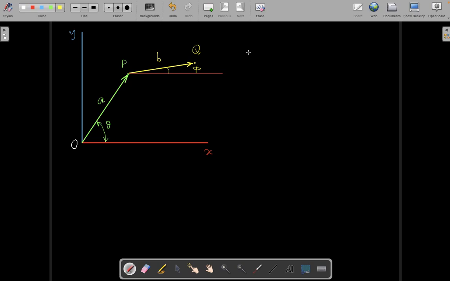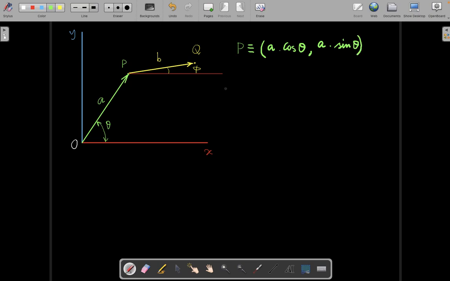Then we can write the coordinate of P as P is equal to A cos theta, comma, A sin theta.